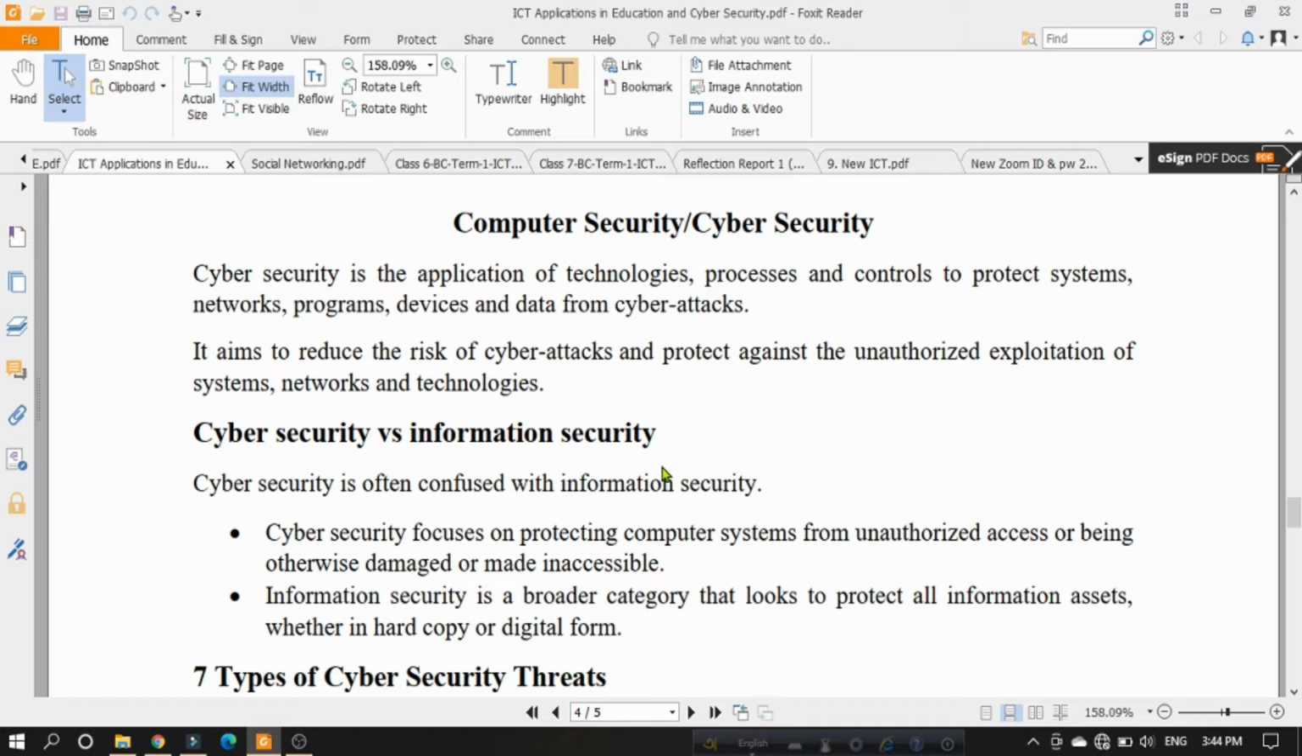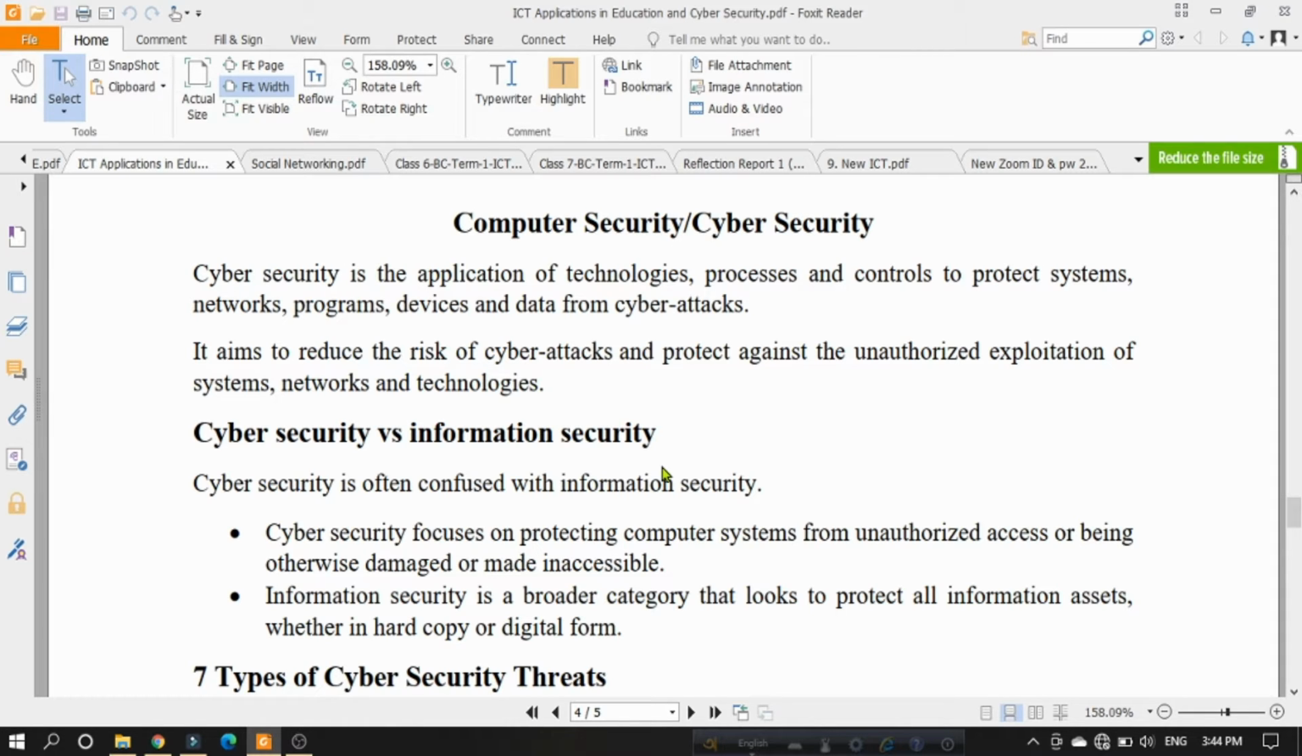Today we'll discuss computer security or cyber security. The first one is, what is cyber security? Cyber security is the application of technologies, processes and controls to protect systems, networks, programs, devices and data from cyber attacks. It aims to reduce the risks of cyber attacks and protect against the unauthorized exploitation of systems, networks, and technologies. I hope you understand what cybersecurity means right now.